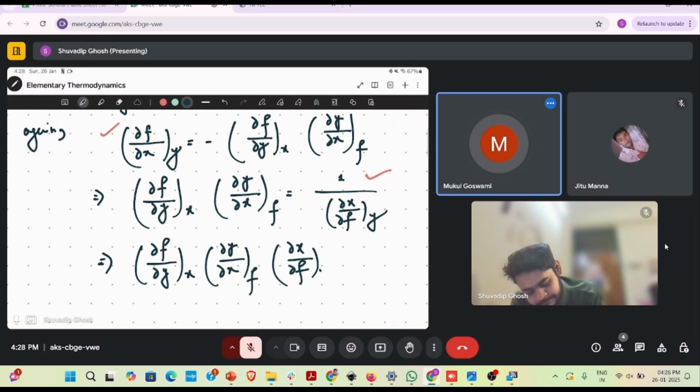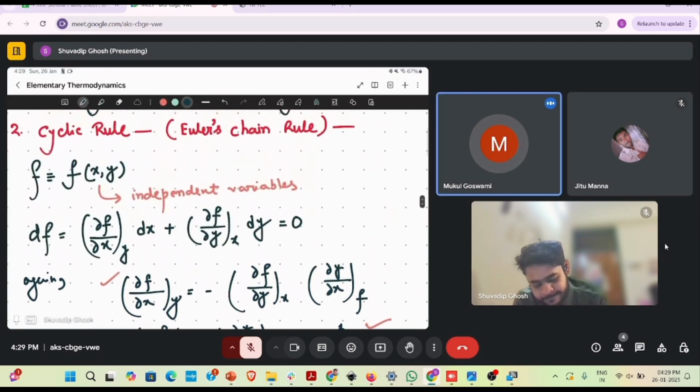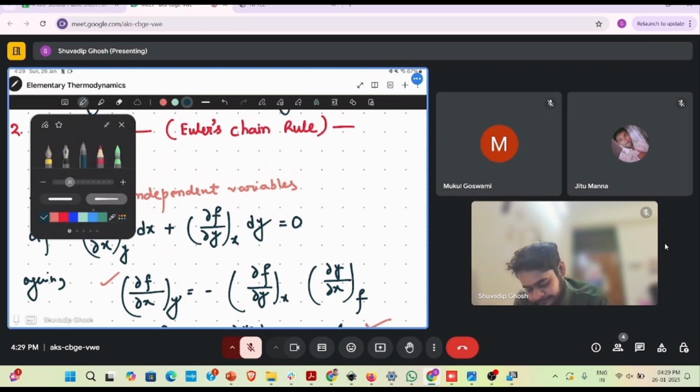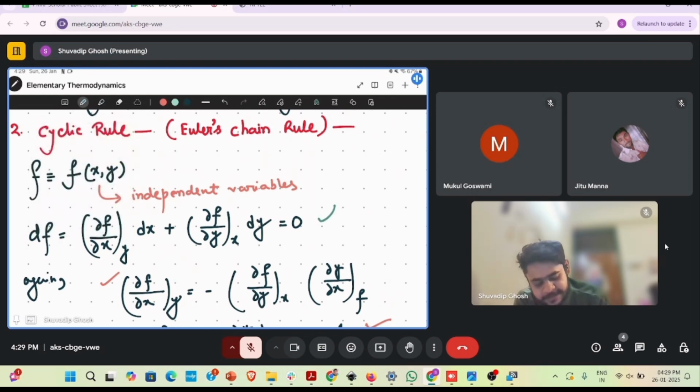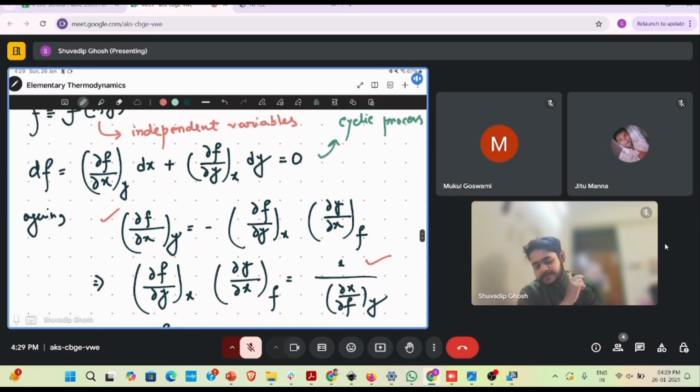But from where we are writing the first line, I think it was a cyclic rule. Which one? The first line. This line, na, we are considering a cyclic process. This is valid for a cyclic process, right? The next line. This line, no, no, no, this is not the cyclic rule. Just this is clear. Yes.